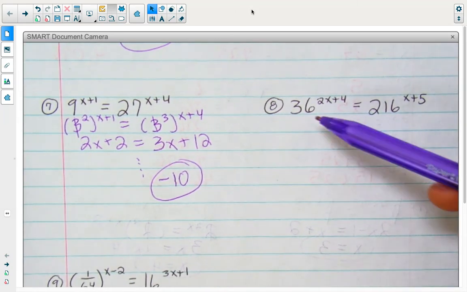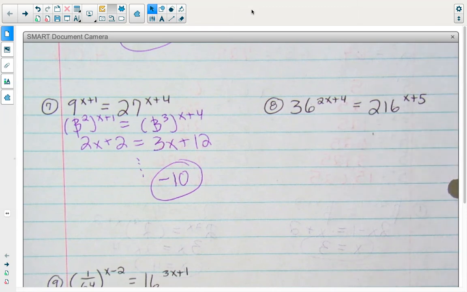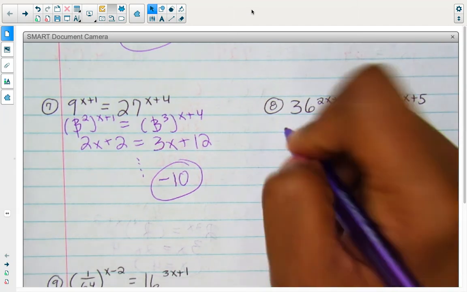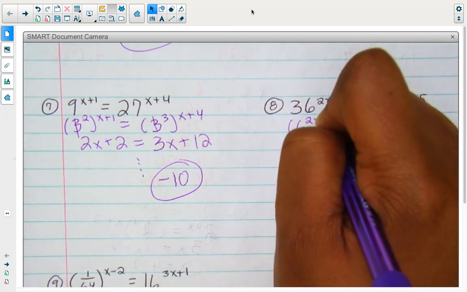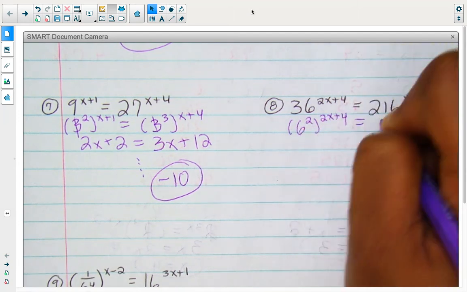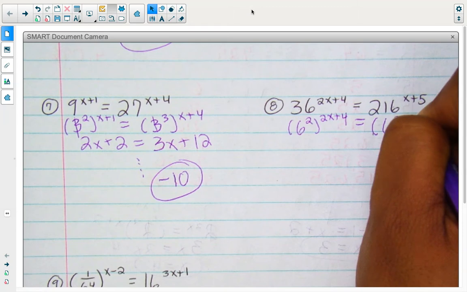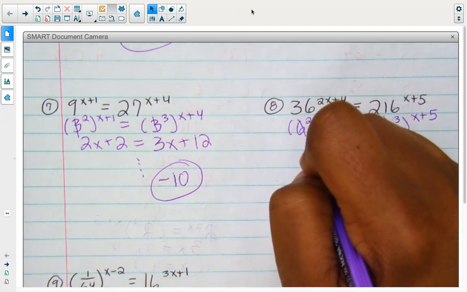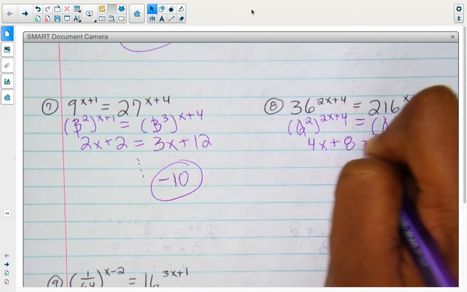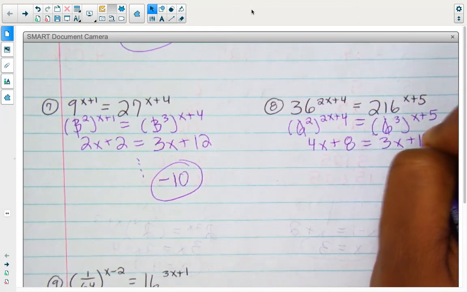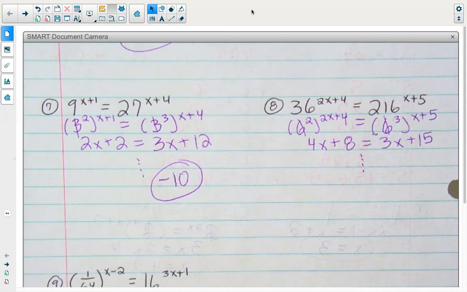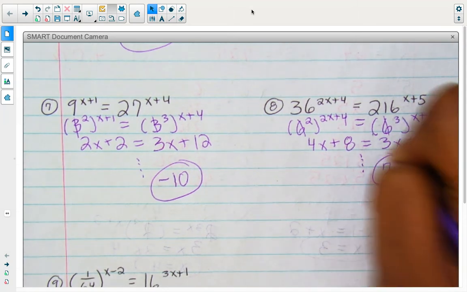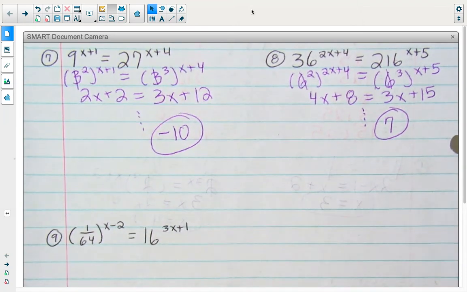Number 8, 36 and 216. If you go back and look on your chart, these can both be rewritten with a base of 6. So 36 is 6 squared, and 216 is 6 to the third power. Once you have the same base, your bases cancel. Go through, do the distributive property, and solve your equation. Opposite operations, where you do to one side, you do to the other side. This is 7. And last but not least, number 9.